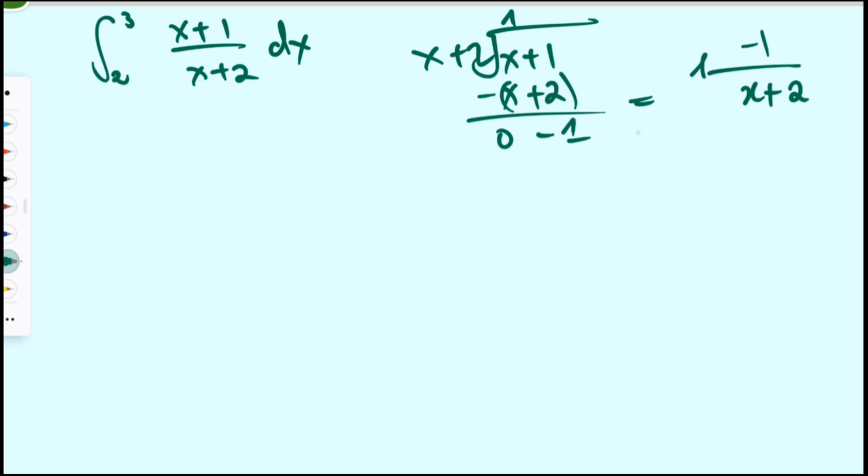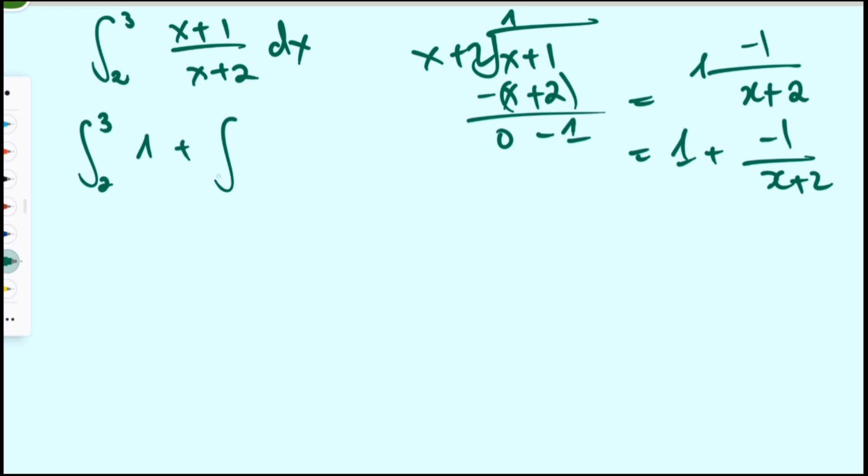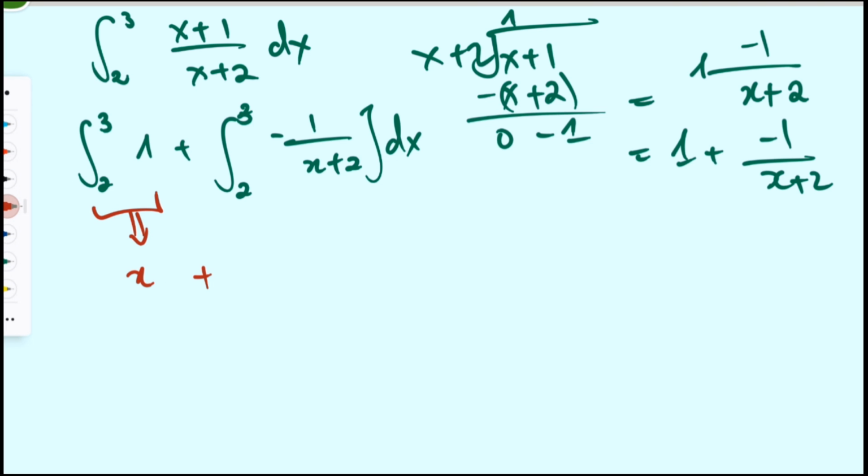In this case, we can rewrite our partial fractions. This is 1 whole plus -1 over x plus 2. Rewrite this as the integral from 2 to 3 of 1 plus as well the integral of -1 over x plus 2 dx. The integral of 1 is just x, so this one is actually pretty simple. And then the integral of -1 over this would be -ln of x plus 2, as explained in the previous question.